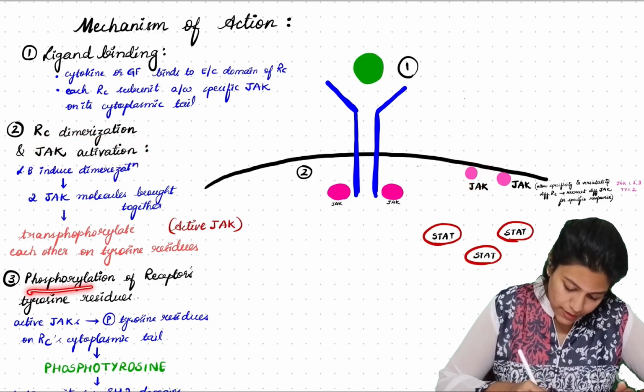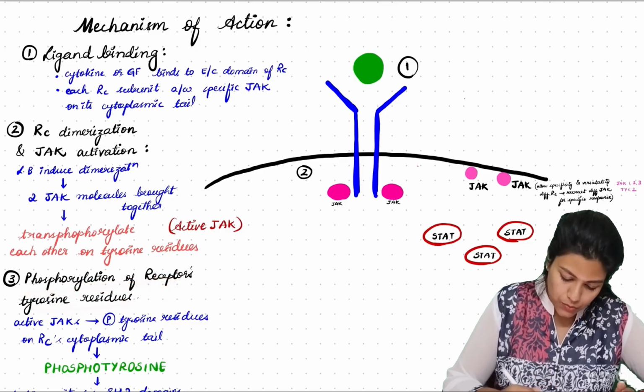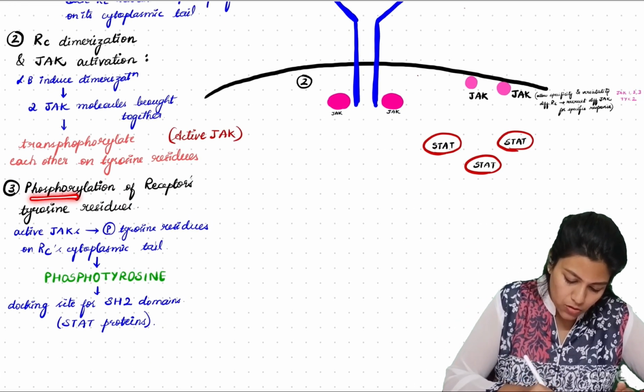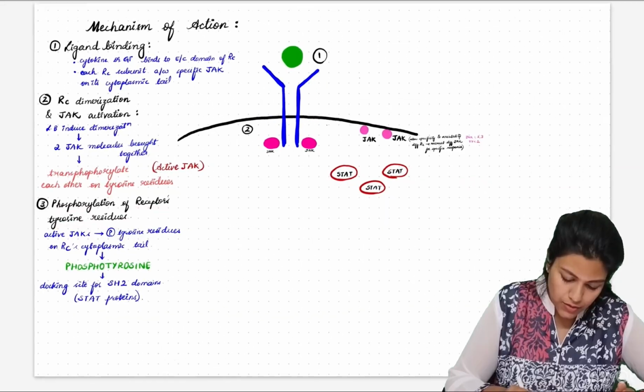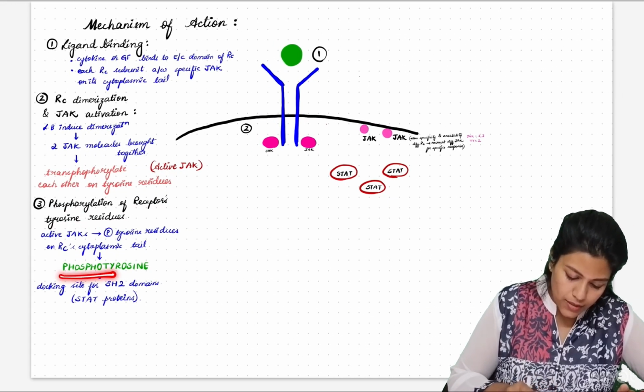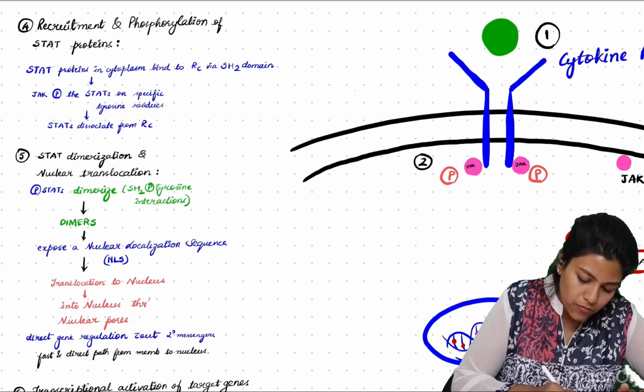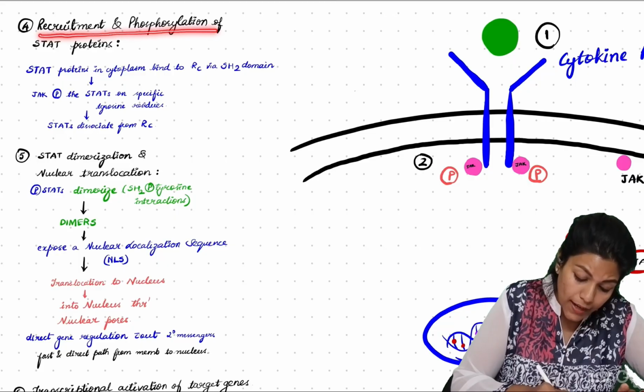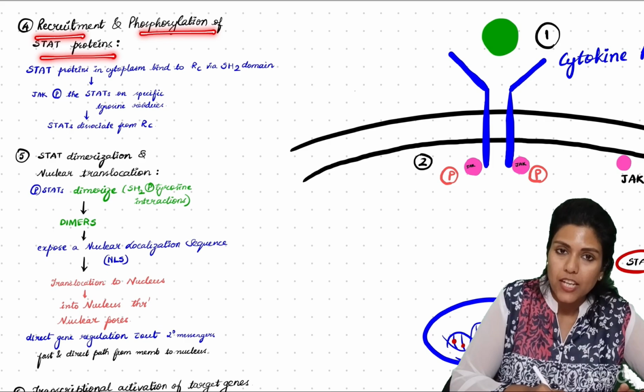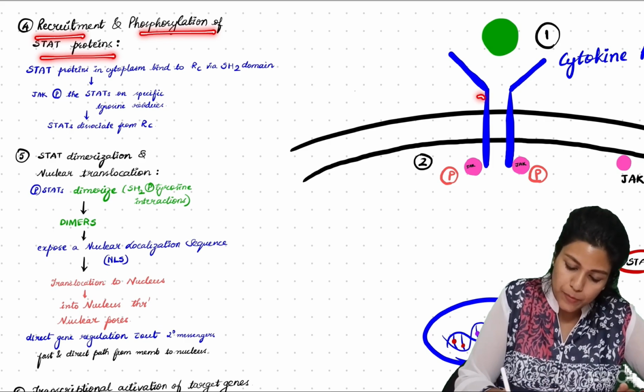When they are activated, they will phosphorylate the receptor's tyrosine residues and form a phosphotyrosine. Next, number four is recruitment and phosphorylation of STAT proteins. After the JAKs get activated, they activate the receptors.